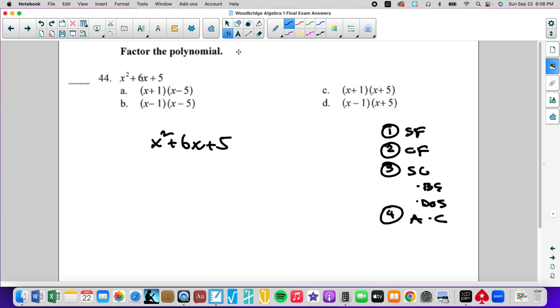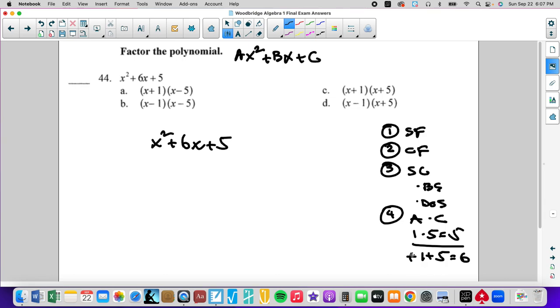My A value, this expression is written ax squared plus bx plus c. That's an expression, excuse me. And my A and C values: my A value is 1, my C value is 5. So 1 times 5 is 5. And then I want to find factors of 5, which are 1 and 5. The signs are the same, and they're both positive. So we do this little technique that equals my middle.